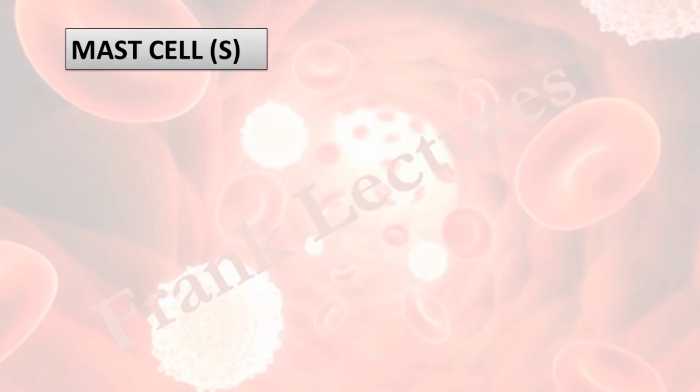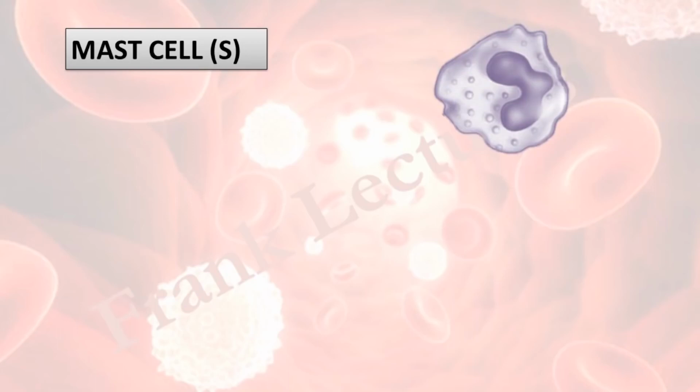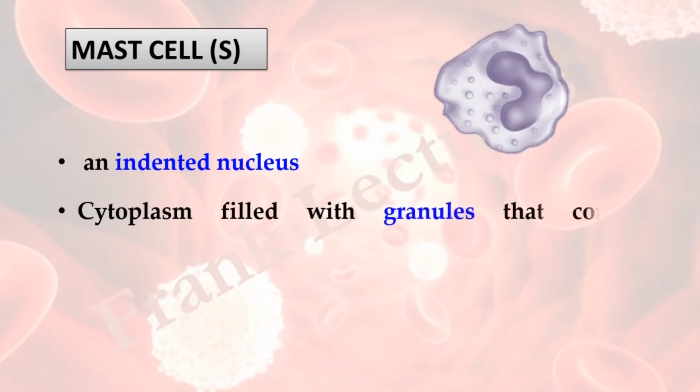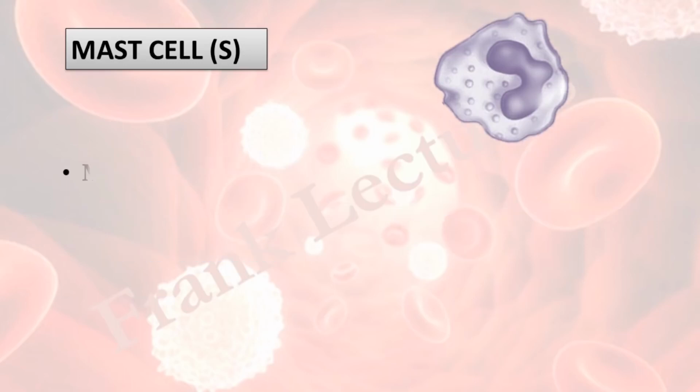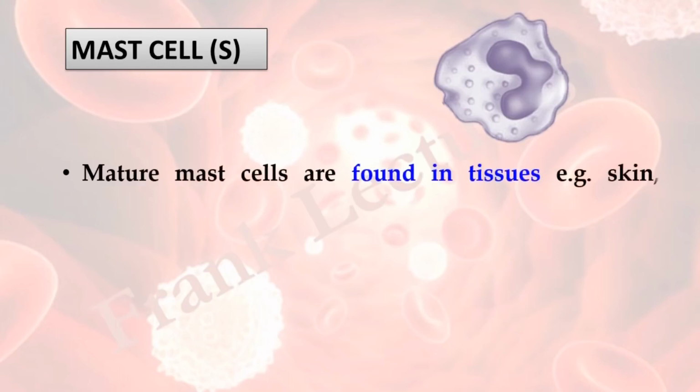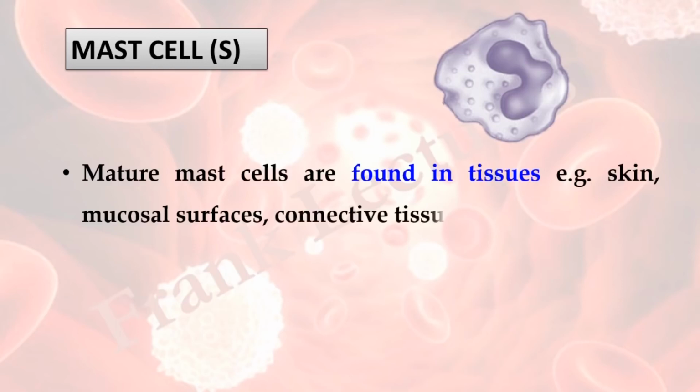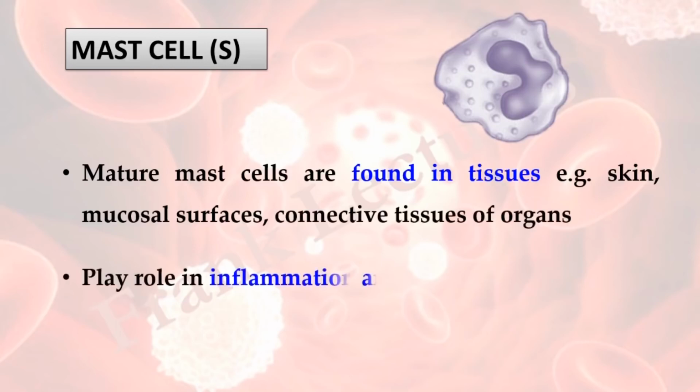Mast cells. Mast cells are similar to basophils in appearance and function, but they have an indented nucleus. The cytoplasm is filled with granules that contain vasoactive mediators. Mature mast cells are found in tissues, for example skin, mucosal surfaces, connective tissues of organs. They play a role in inflammation and allergic responses.